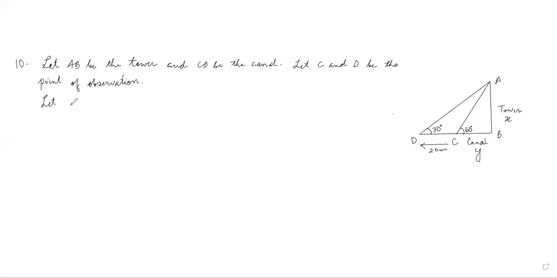Let AB equal to x meter and BC equal to y meter. X, Y. So a triangle, we will solve from the smaller.